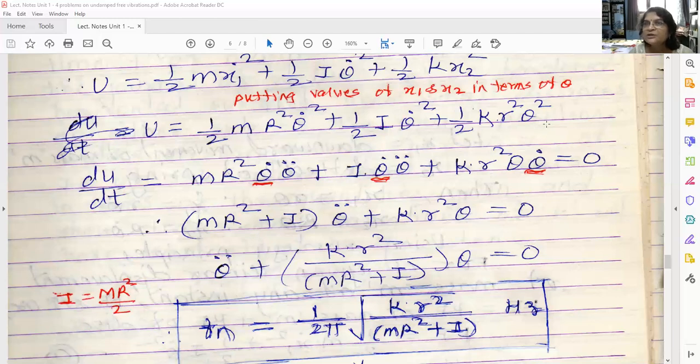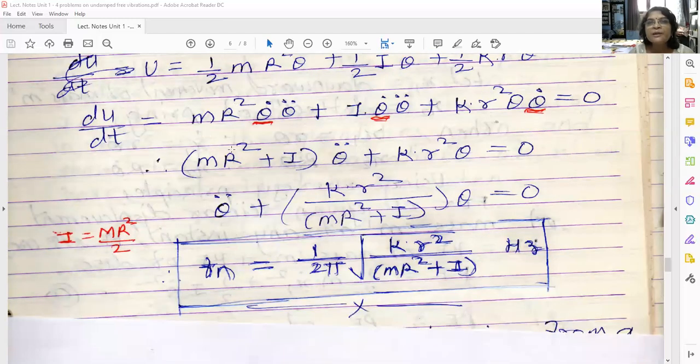What is the differentiation of the third term? 1/2 K r square is constant. What is the differentiation of theta square? 2 theta theta dot. So 2 and 1/2 will be cancelled. What is remaining? K r square theta into theta dot is equal to 0. Now see, in each of these terms there is a theta dot. So this theta dot is going to be cancelled because the right hand side is 0. So what is remaining now?